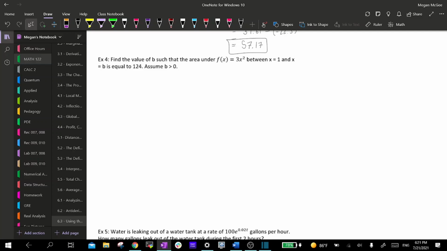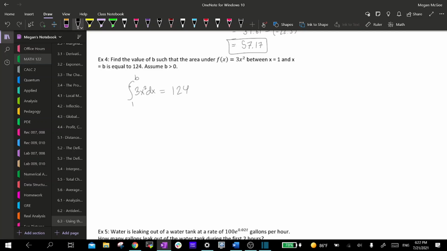All right, so let's try to write down what this question is asking us. So we want the area under a function. Okay, so that's represented by an integral. We're given the function 3x squared dx between 1 and b, so from 1 up to b. And we want that to be 124. That's what we're looking for. So this question is asking, what is b that makes this statement true?